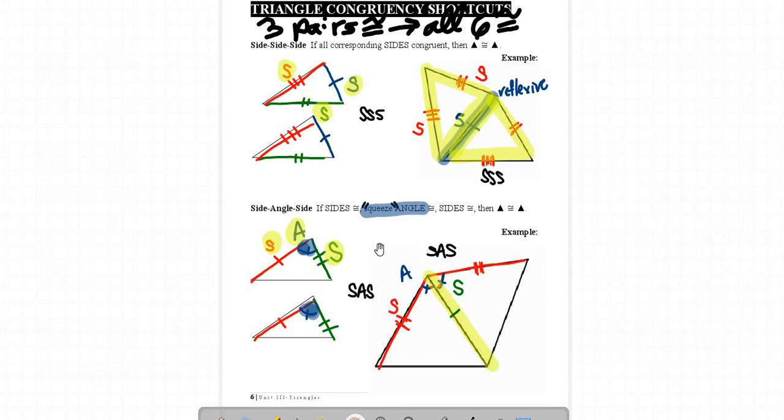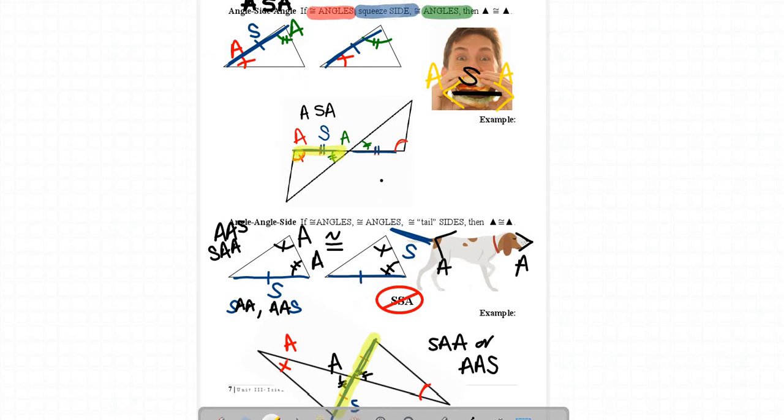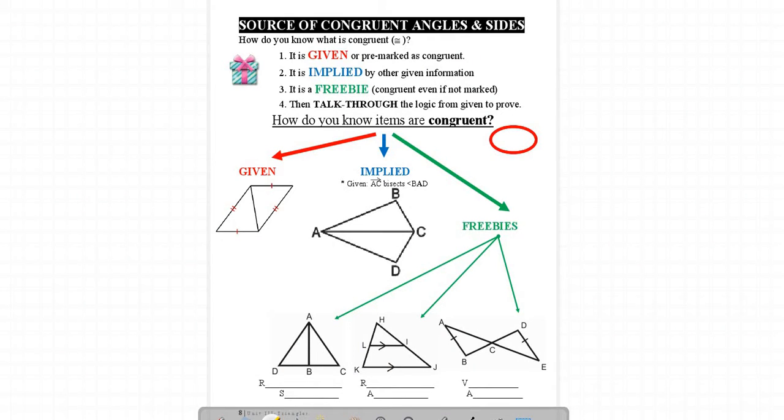So your shortcuts are this: side, side, side, side, angle, side, angle, side, angle, or angle, angle, side. Now the question arises, where do you get congruent things to begin with? Where do you get things to be congruent? And there's three ways to get them.